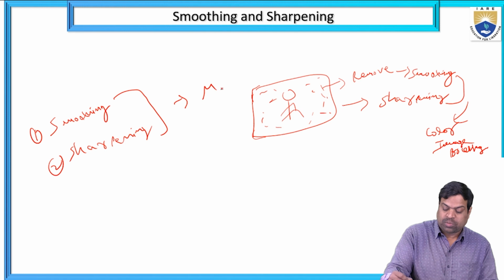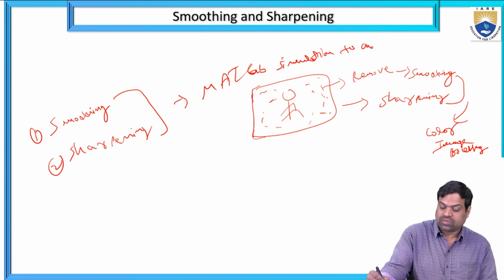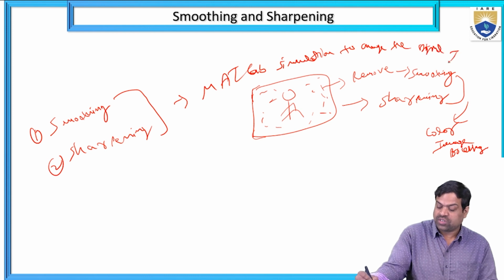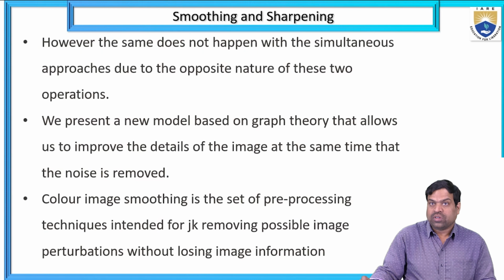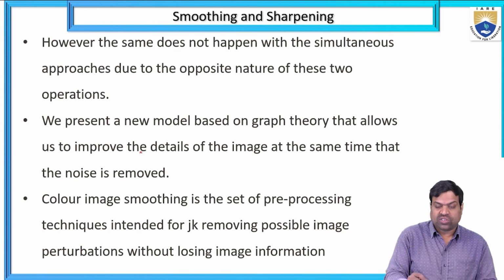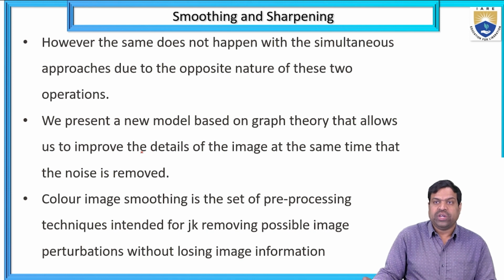So, smoothing and sharpening, we are applying in MATLAB simulation to change the original image. However, the same does not happen with simultaneous approaches due to the opposite nature of these two operations. So, we present a new model based on graph theory that allows us to improve the details of the image at the same time that the noise is removed.